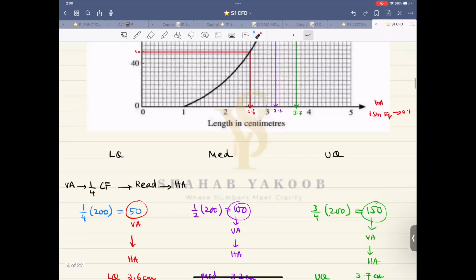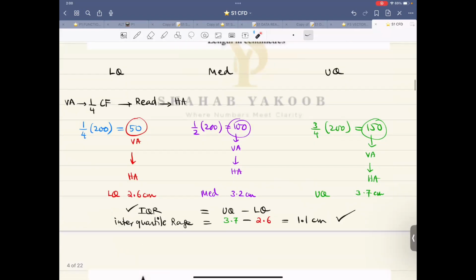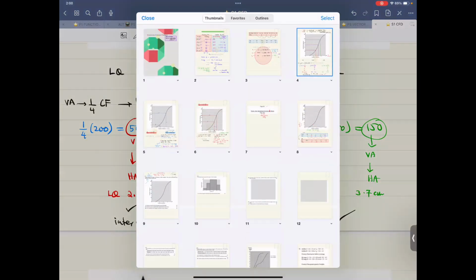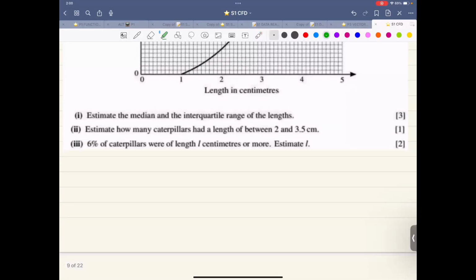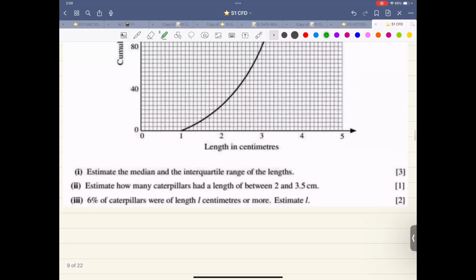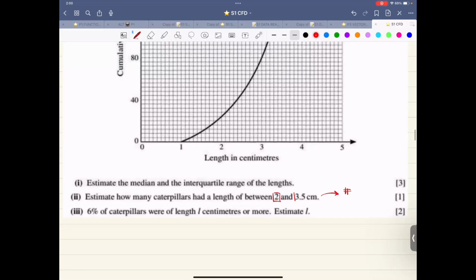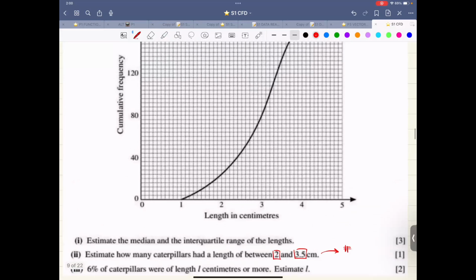So before all these parts, we did the lower quartile, the median, the upper quartile, and the interquartile range. So it's the same curve that we have solved. And what else are they asking? They are asking us to estimate how many caterpillars had a length between 2 and 3.5 centimeters. So if they are asking us how many, what are they asking? They are asking us the number. So we go to 2, we read off the value, we go to 3.5, we read off the value, and then let's see what we do.